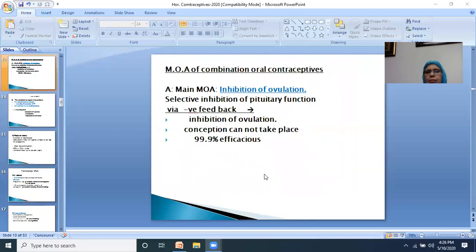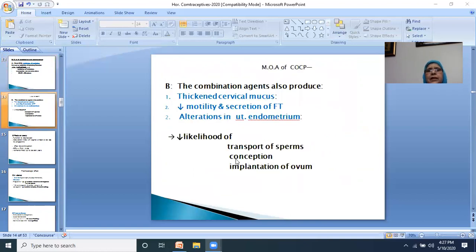So these combination oral contraceptives, their main mode of action is inhibition of ovulation through selective inhibition of pituitary function via negative feedback. So ovulation is inhibited and conception cannot take place. They are 99.9% efficacious. There are a few other effects which may contribute.